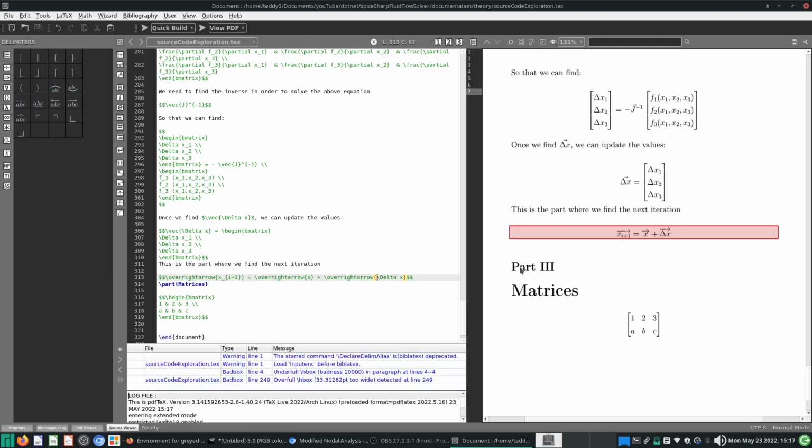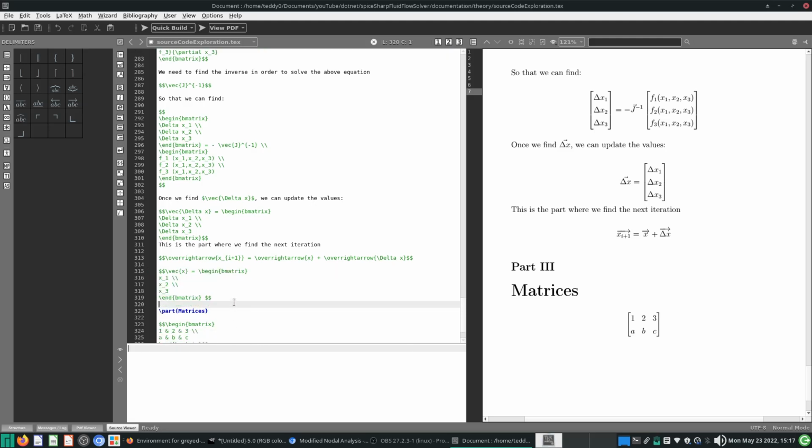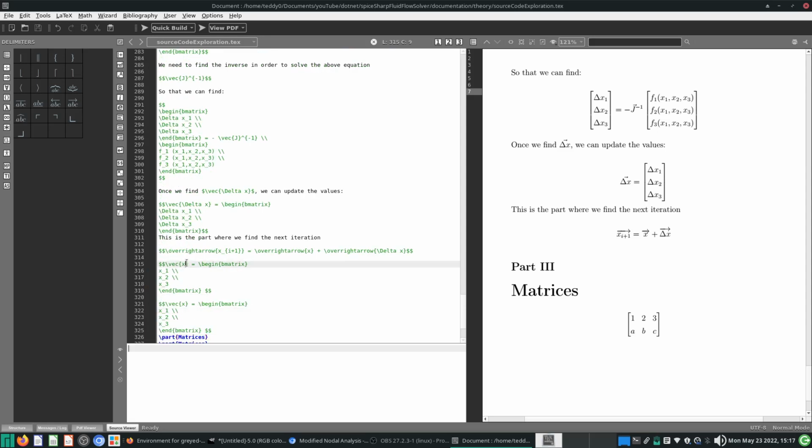Okay, and what is the x? What is this vector x? Vector x is equal to, okay, I'm going to do the begin B matrix again, and the first thing is x1, x2, x3. And of course the vector x plus 1 is also something quite similar. Vector x at I. Alright, let me call this vector x at I.